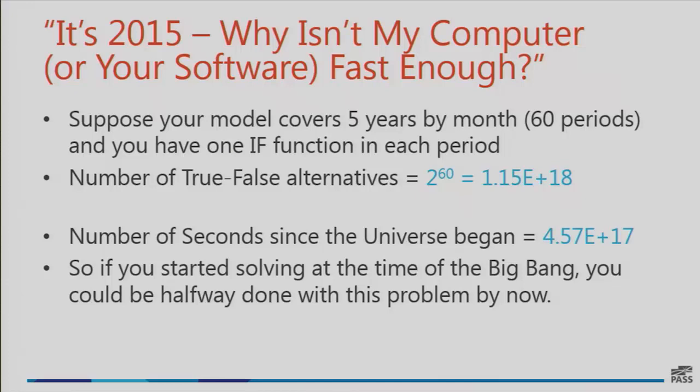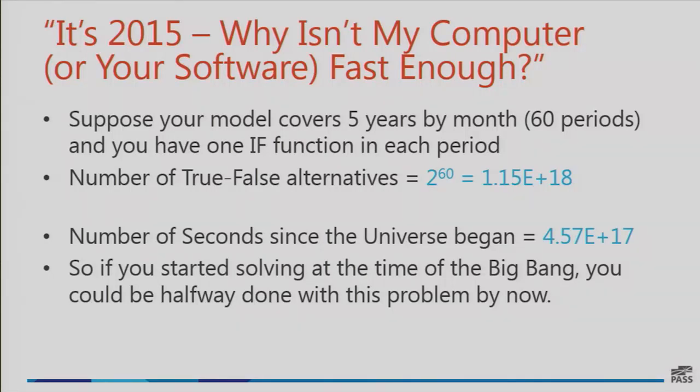Suppose your model has 5 years by month, so you've got 60 periods, and you have one IF function in each period. So you have 2 to the 60th combinations of true and false decisions for those IF functions. You can put that into a cell in Excel, and it comes out to 1.15 e to the 18th power. Now, how big is that number? We usually don't have a sense of it, but I have a comparison here. If you started solving that problem with only 5 years by month at the time of the Big Bang, you'd be halfway done by now.